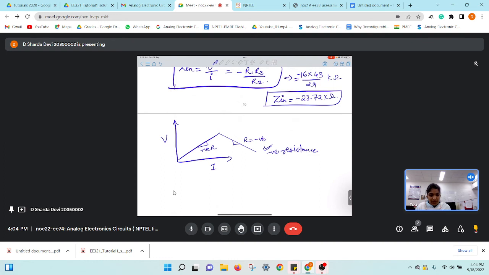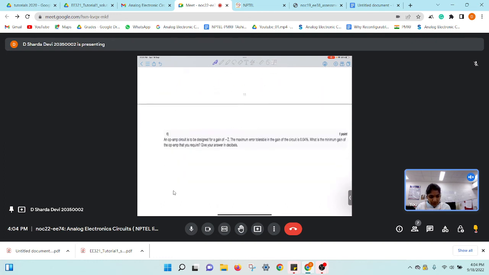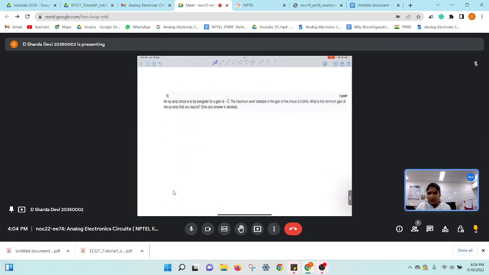Okay, so it's already 4:04. There was another question, a different type of question, I wanted to touch upon. In this question, what is given is that an op-amp circuit has been designed for a gain of -2. What does this mean? What is the configuration of your op-amp circuit? Inverting. Yes, so the configuration is inverting.